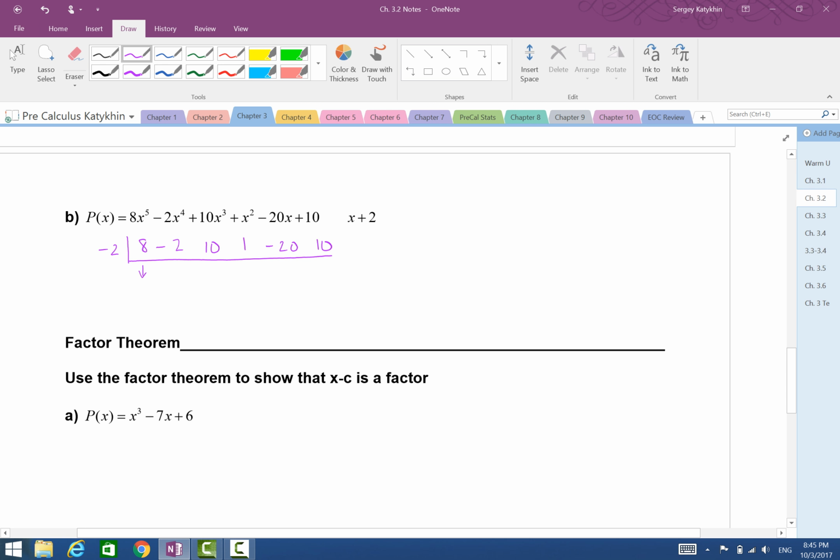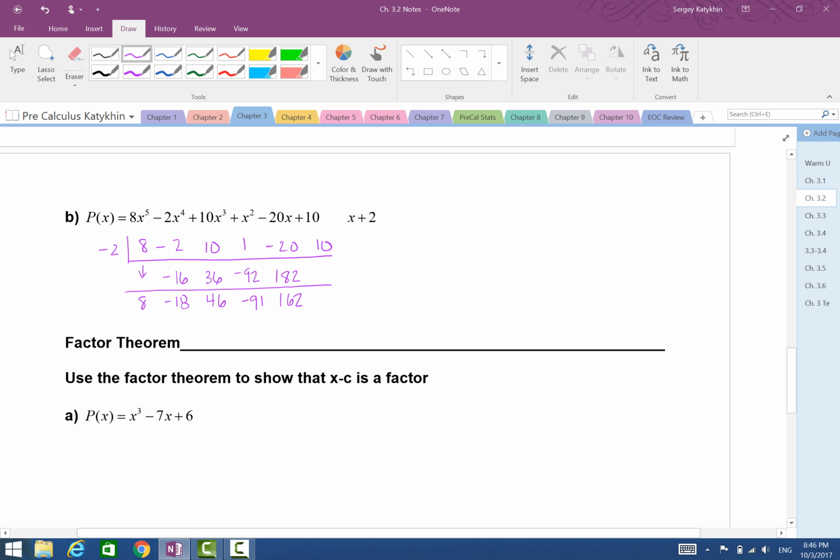So let's go ahead and plug all this information in. Bring down the first value, which is 8. Negative 2 times 8 is negative 16. Negative 2 plus negative 16 is negative 18. Negative 18 times negative 2 would be positive 36, which gives you 46 when you add those two numbers together. Negative 2 times 46 would be negative 92. And then adding 1 to it would be negative 91. Negative 91 times negative 2 would be positive 182, which gives me 162 when I add those two together.